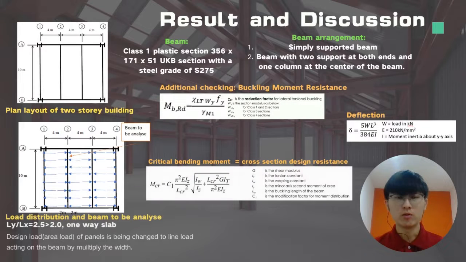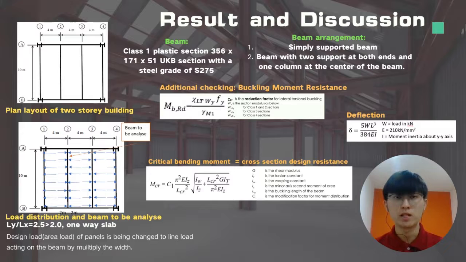This is the planned layout of the structure and also the load distribution. So the design load given is in the aerial load. Therefore, the load is changed in terms of the line load. According to our analysis, the ratio of the long span to the short span is 2.5, which is greater than 2.0. Therefore, the loading will follow one-way load distribution, in which half of the width of the panel will transfer the load on the beam.